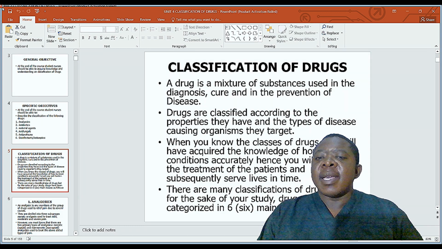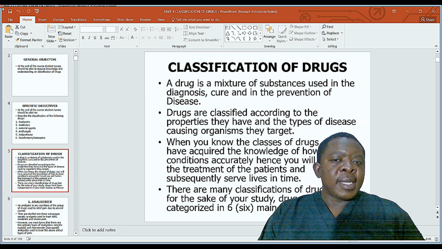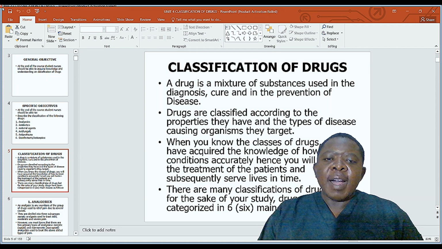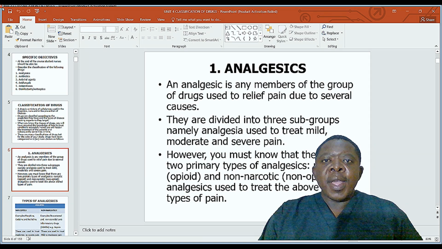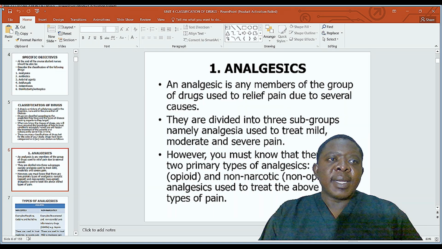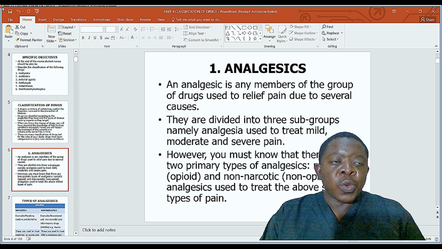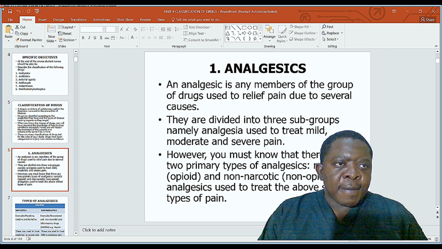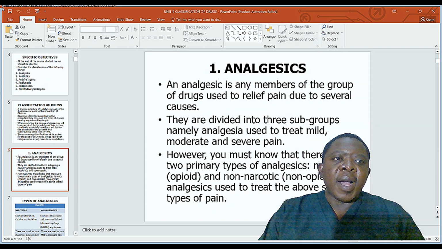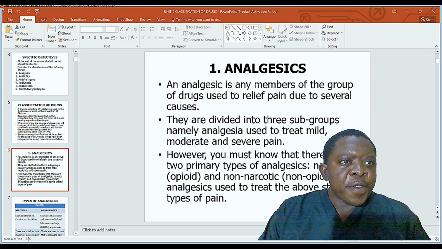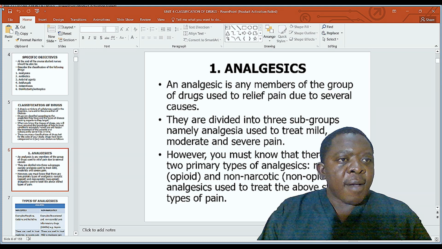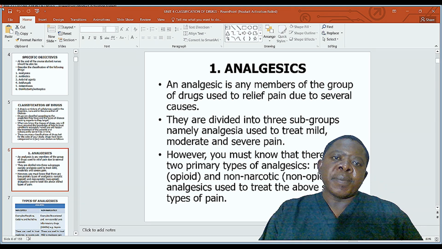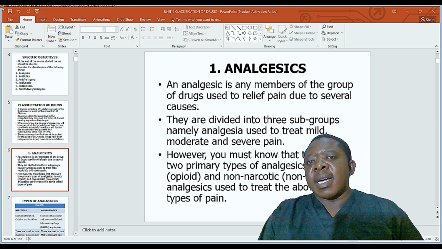There are many classifications of drugs, but for the sake of this study, we have categorized six main classes of drugs. One, we have analgesia as the first class of drug that you are going to use. Two, we have antibiotics. Three, we have antiviral agents. Four, we have antifungal drugs. Five, we have antiprotozoal drugs. And six, we have disinfectants or antiseptics. So now we are looking at analgesic drugs.